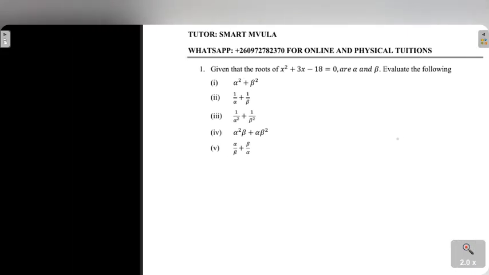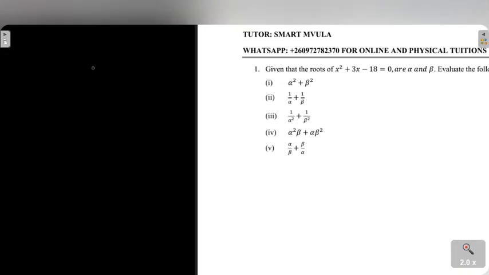Okay, then we now move to part 4. So for part 4, we have alpha squared beta plus alpha beta squared. For us to evaluate this, what we're going to do is factor out what is common. You can see that alpha beta is common, so we'll factor out alpha beta, then open brackets.